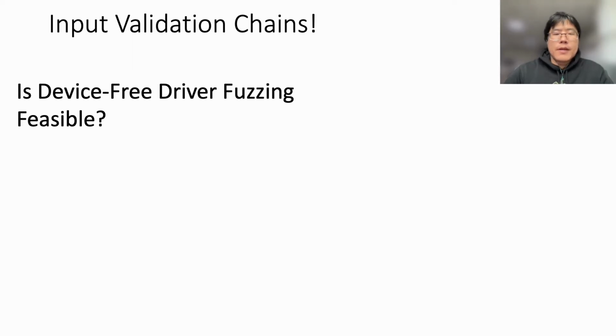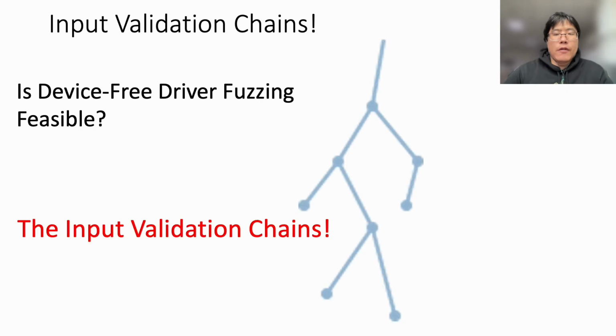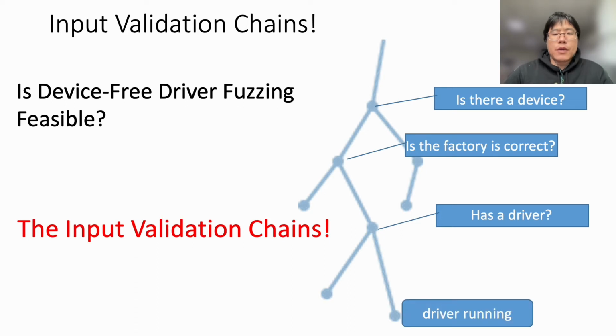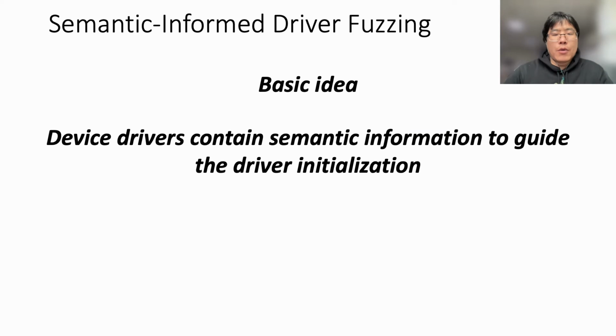For example, the right side is an execution path of the kernel to initialize the driver, and there is some validation information on this path, such as whether there is a device, whether the manufacturer is correct, whether the corresponding driver is provided. Only if these validations are successfully passed can the device be operated successfully. Such an input validation chain gives us a lot of semantics.